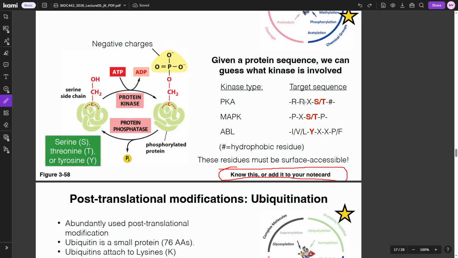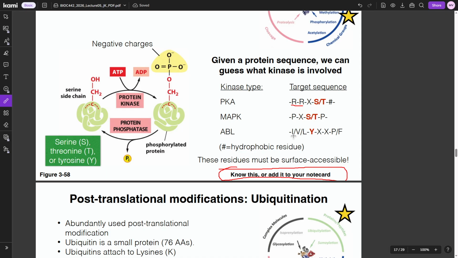Actually, now that I think about it, this needs to be very specific. If you see double arginine followed by any amino acid, then a serine or threonine followed by a hydrophobic residue, it's got to be PKA. If you see proline, any amino acid, serine or threonine, proline again, it's going to be MAP kinase.